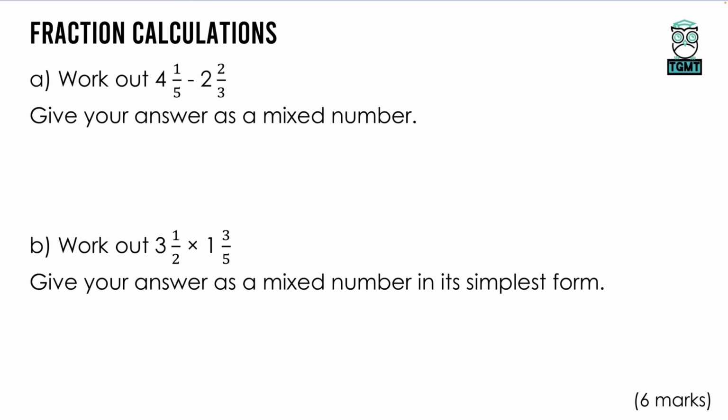To do that, big times the bottom at the top. So 4 times 5 is 20, add the 1 is 21. So we have 21 over 5, take away 2 times 3 is 6, plus the 2 is 8, so take away 8 thirds.